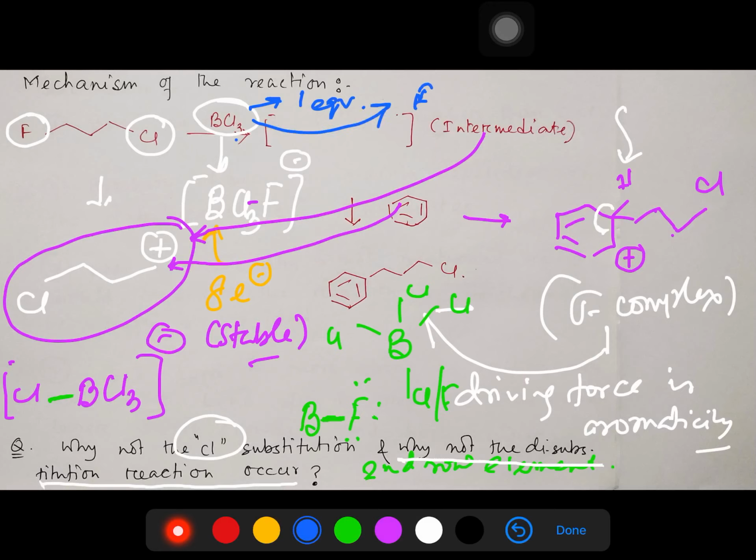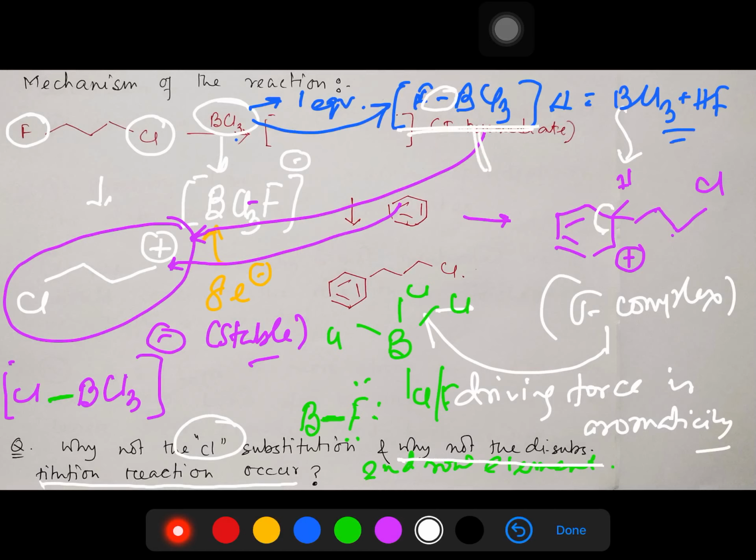FBCl3. Okay, and on the outer side there will be H, or you may consider this is nothing but a BCl3 plus HF adduct. But since the boron fluorine bond is very strong, it will remain this way, and these have an 8 electron octet filled. Okay, so this is a stabilization. So in the next phase for di substitution, there is no catalyst left, no available Lewis acid left for this reaction, so di substitution cannot occur.